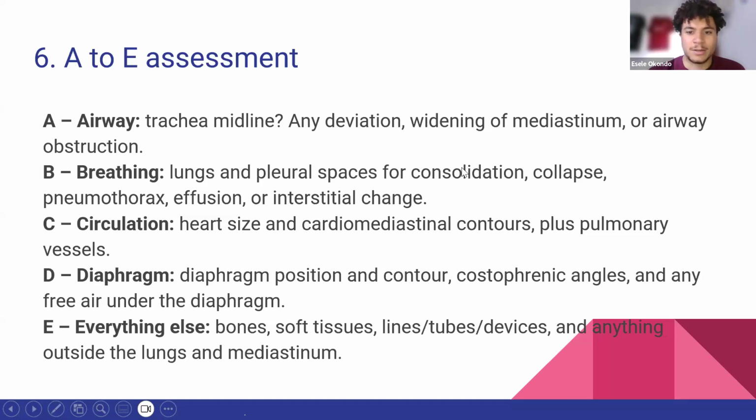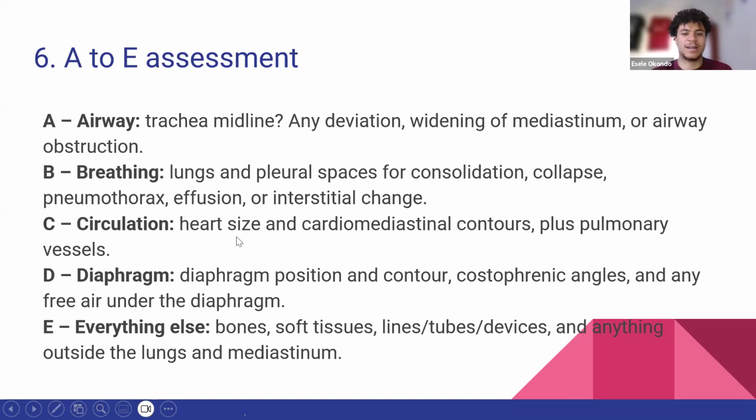Breathing, so look in your lungs, look at your pleural spaces, look for any signs of lung collapse, look for, again, signs of tension pneumothorax, even signs of a small pneumothorax, which may appear at the top of the lungs. And I've seen this in a patient before who had small pneumothoraces, and you could feel it under their skin. It felt like bubble wrap almost. And that's because they had small pneumothoraces at the top of their lungs. Is there any effusion or interstitial change?